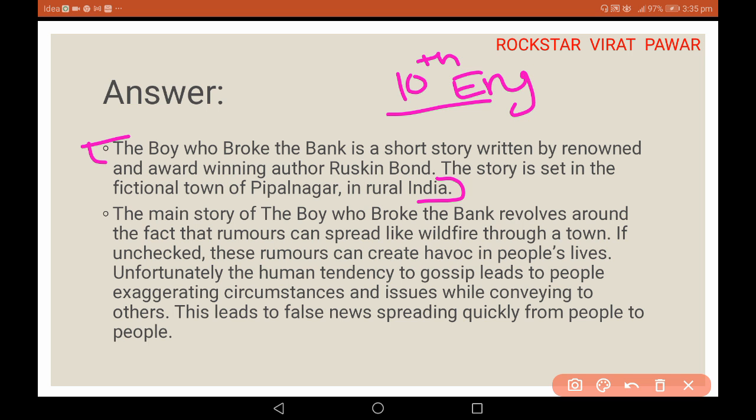You can see there. The main story of The Boy Who Broke the Bank revolves around the fact that rumors can spread like wildfire through a town.